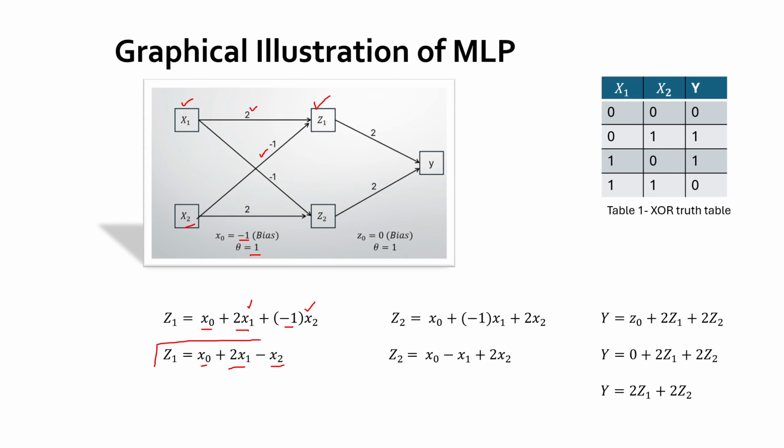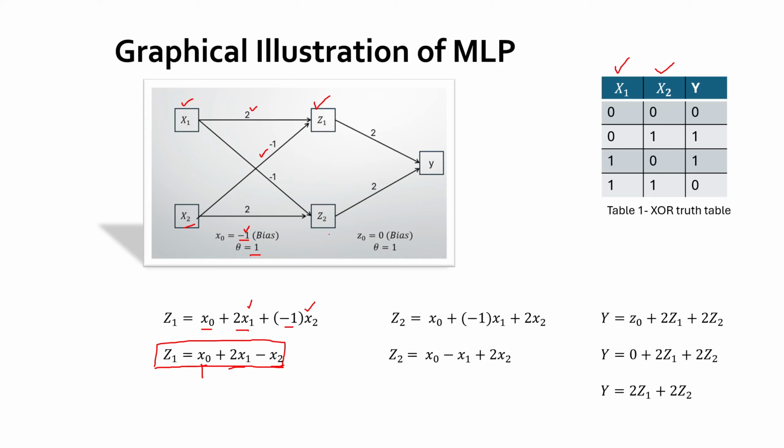So the weighted summation at the node z1 will be calculated by putting in the values of x0, which is -1, the bias, plus 2 of x1, which will be the value stored at that time by the variable x1, minus x2. Again, it is another input, because we are simulating the exclusive OR for two inputs. The first input is x1 and the second one is x2.